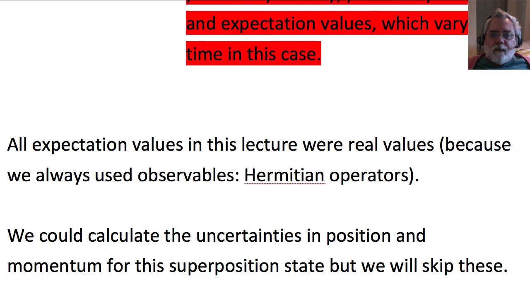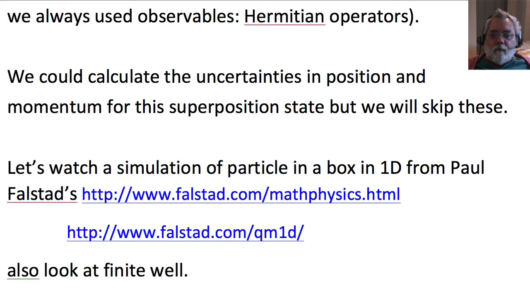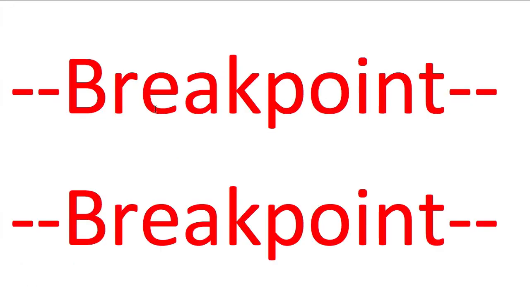Now, all expectation values that we calculated in this lecture were real values because we always used observables, Hermitian operators. We could calculate the uncertainties in position and momentum for this superposition state, but we're going to skip those. This is a possible time to take a break.